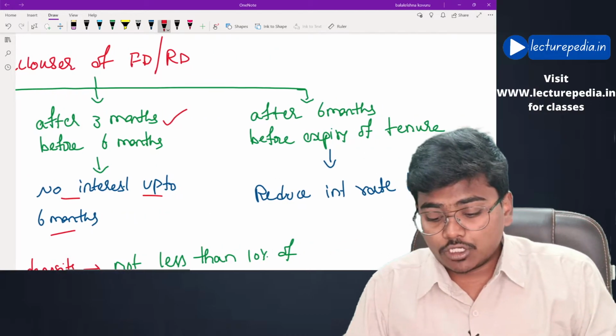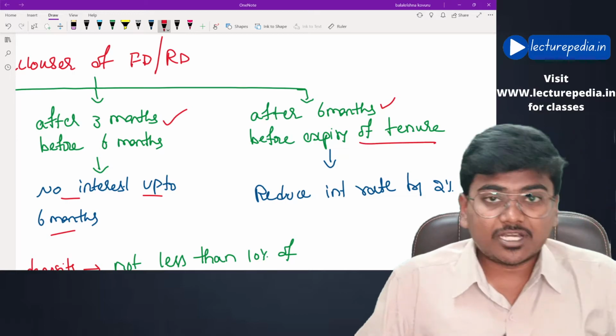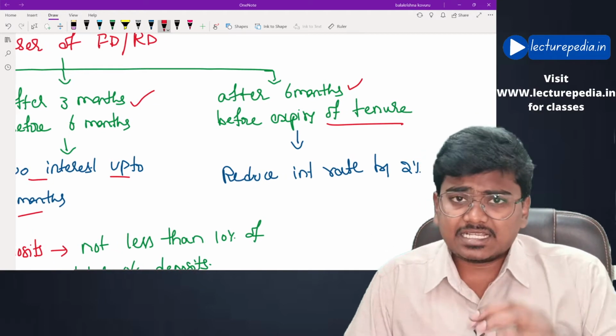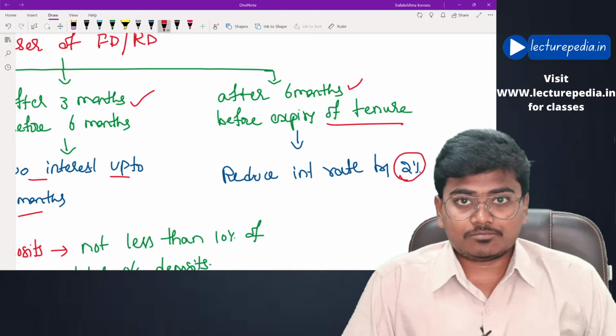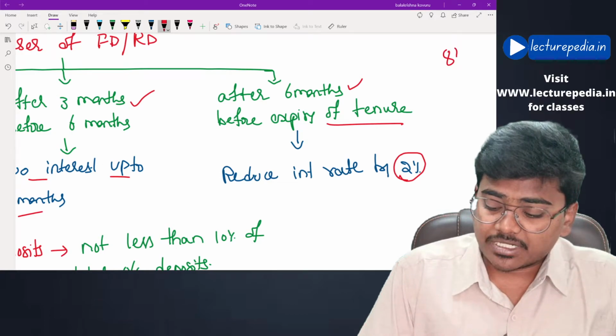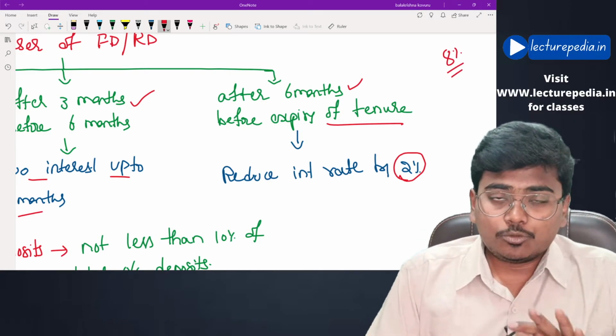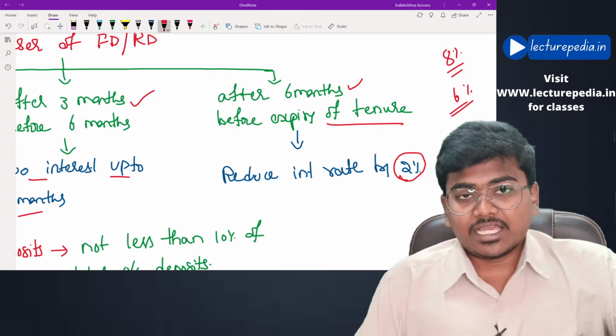In case they want to pre-close after 6 months but before expiry of the entire tenure, in that case interest rate will be given, but at a reduced rate by 2%. Okay, if while depositing the rate offered was 8%, now if they want to pre-close, the interest rate that will be given is 6%. Okay, 8 minus 2.